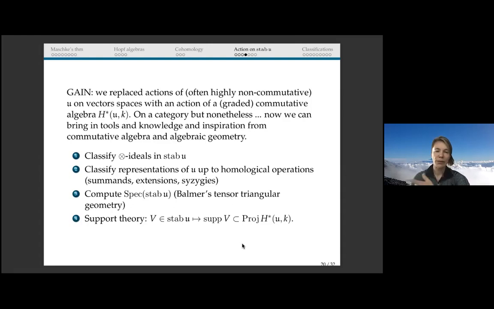This is relevant to trying to classify ideals, relating to what I stated about classifying things not up to direct sums, but more coarsely. In this category, we can classify representations up to all the operations which are allowed there. So it's going to be sums, taking tensor products, taking summands, also extensions and syzygies. We look at all the natural operations in this stable category, and we try to classify representations up to those operations. This turns out to be equivalent to classifying tensor ideals.